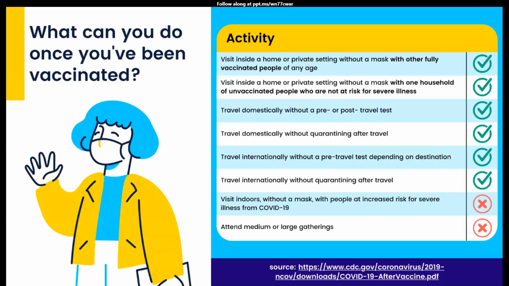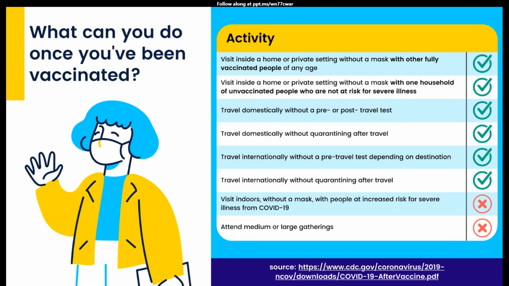Okay, so we've been asked to include this slide about what you can do when you've been vaccinated. So you can visit people inside without a mask. Obviously, this depends on everyone being comfortable with that. You can visit people who are not vaccinated as long as it's just the one household of unvaccinated people and they are not at high risk. So let's say that your friend who is vaccinated has a son who is age 10 and can't be vaccinated yet, but he's a very healthy child, then you could visit him without risk. But of course you would want to go with whatever's comfortable for your friend, right?